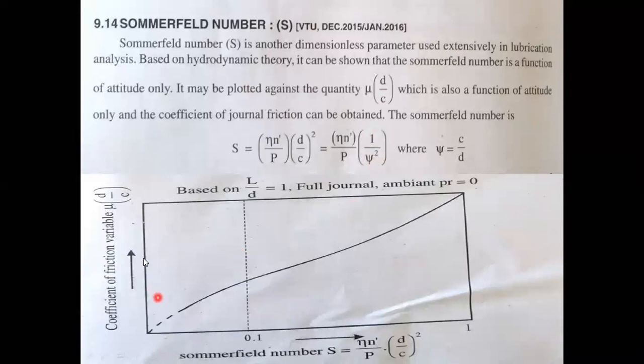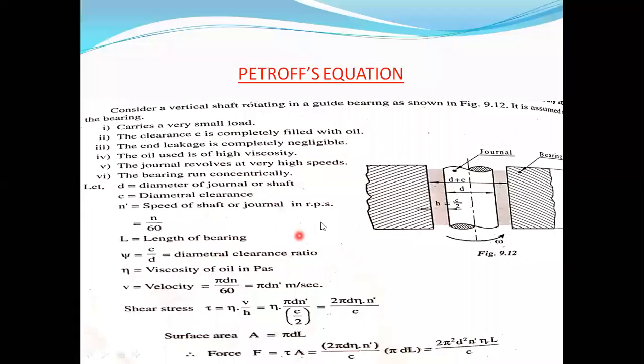So here you can see in the figure, it can be plotted as mu d by c versus the Sommerfeld number. As the Sommerfeld number increases, the term mu d by c also increases. So this is the formula we are going to use to calculate the Sommerfeld number by using the graph, that is Sommerfeld number versus mu d by c. Next we will see the derivation, that is Petroff's equation.